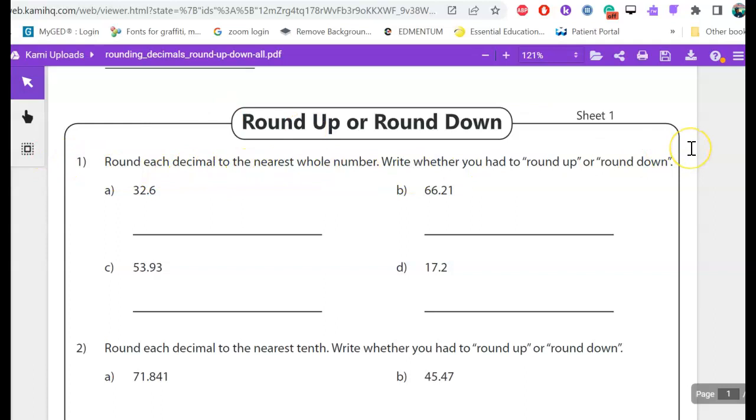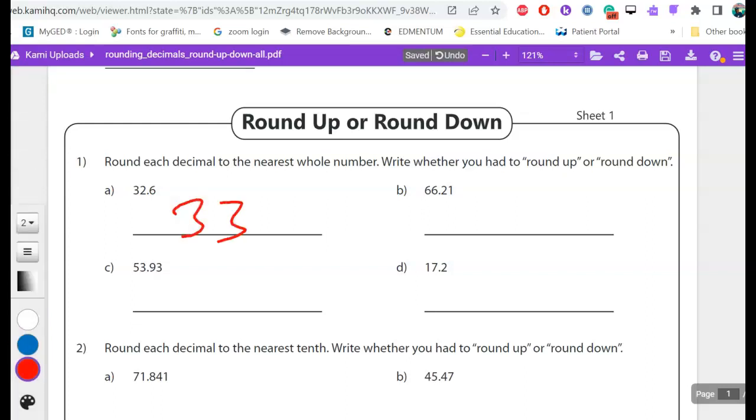For our first set right here, we're going to practice rounding each decimal to the nearest whole number. Rounding to the nearest whole number means that we take a look at the first number after the decimal to figure out if the whole number is going to round up. So we have 32.6. We see that the 6 is bigger than 5. That means that whole number is going to round up. So that 32.6 is going to round up to 33.